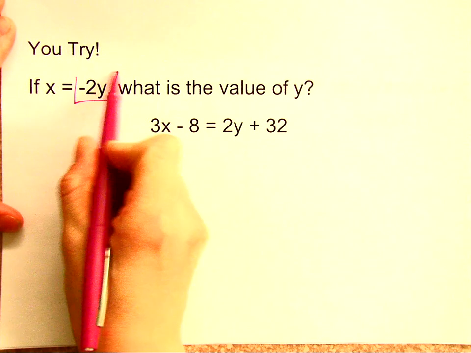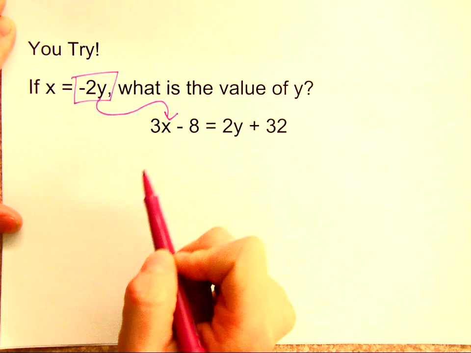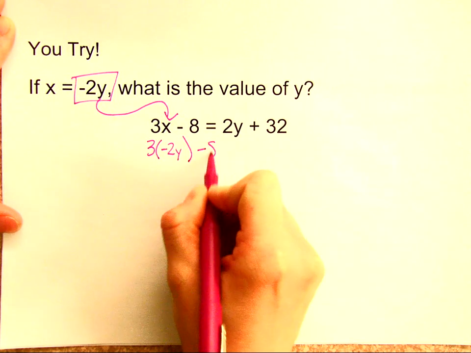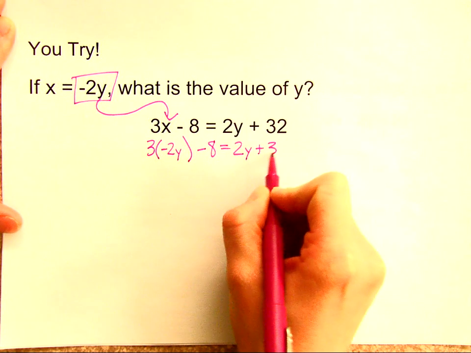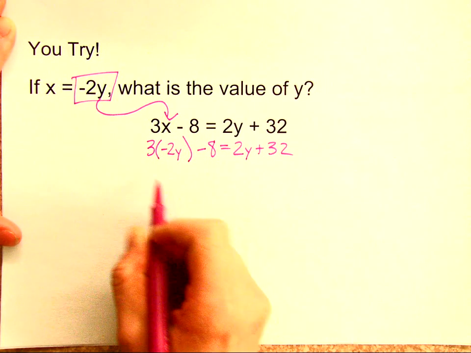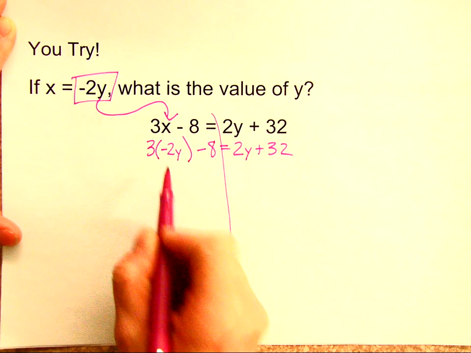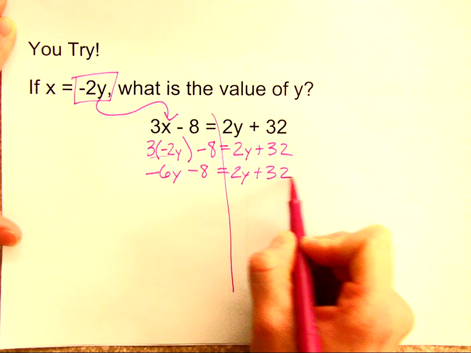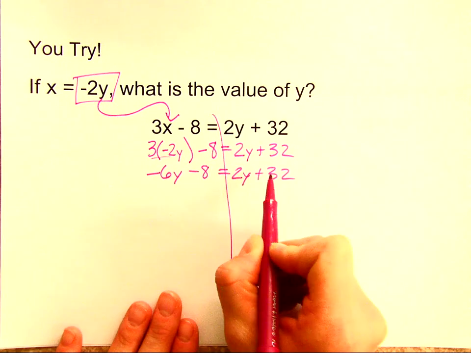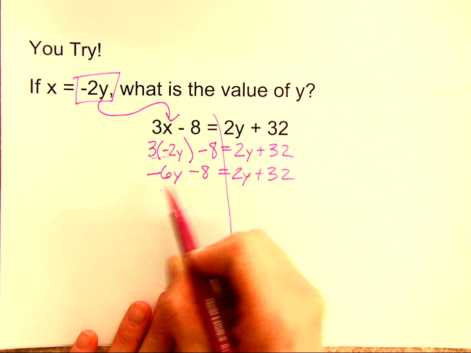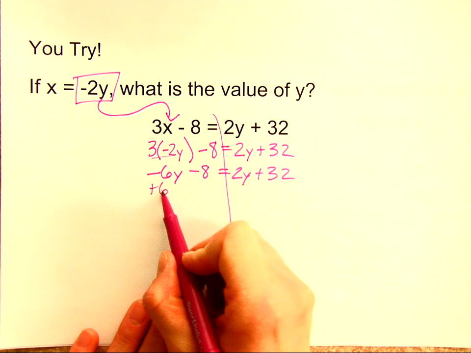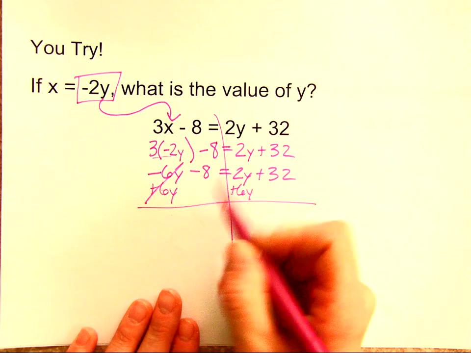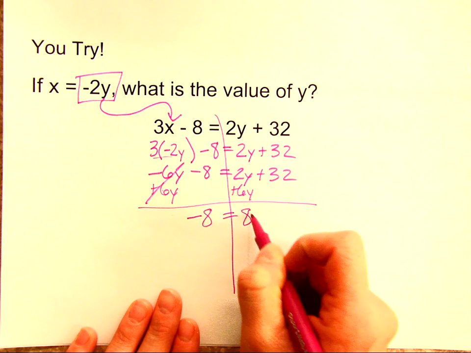So x is negative 2y. So that goes in for x there. So 3 times negative 2y. Subtract 8 is equal to 2y plus 32. So, keeping my brick wall. This is now negative 6y is equal to 2y plus 32. So I've still got variables on opposite sides. So at this point, it doesn't matter which one you want to get rid of. I'm going to go ahead and add the 6y. Okay, this may not have been the next step you did, which is fine, but you should get the same answer in the end.